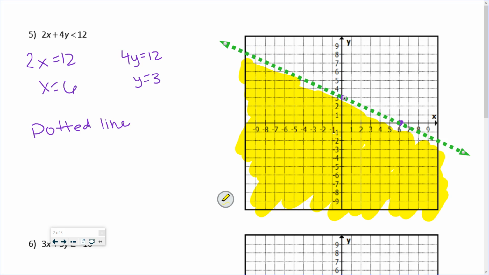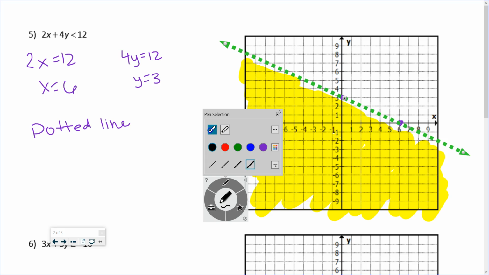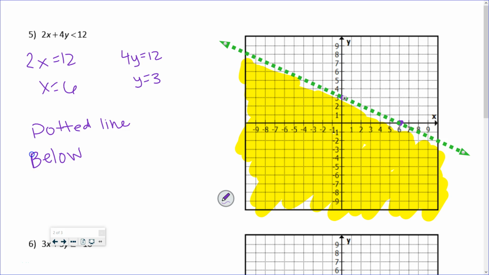Okay. Then it would have been a solid line, but it wouldn't have changed where I shaded. It would still be below. Yep. Yep. Good question. Yes, sir. Dotted does not tell you up or down. Okay? The less than or greater than tells you up or down. Equal to or not equal to tells you dotted or solid.